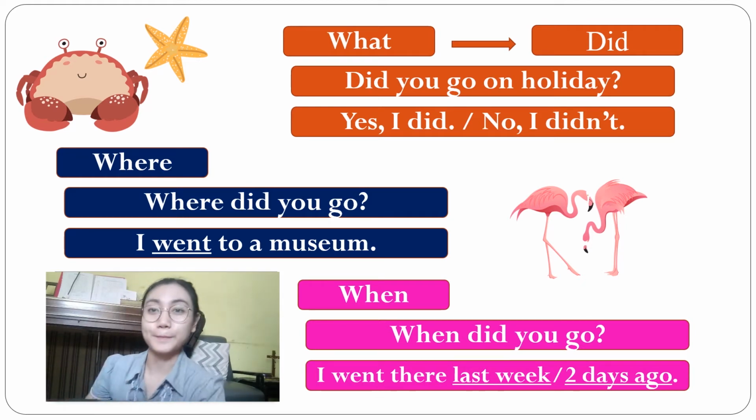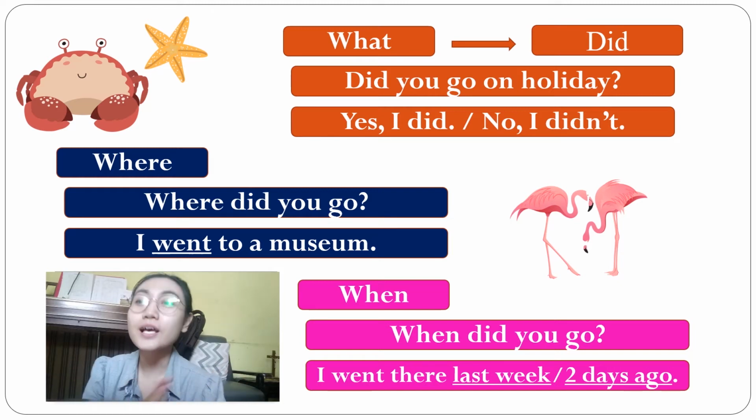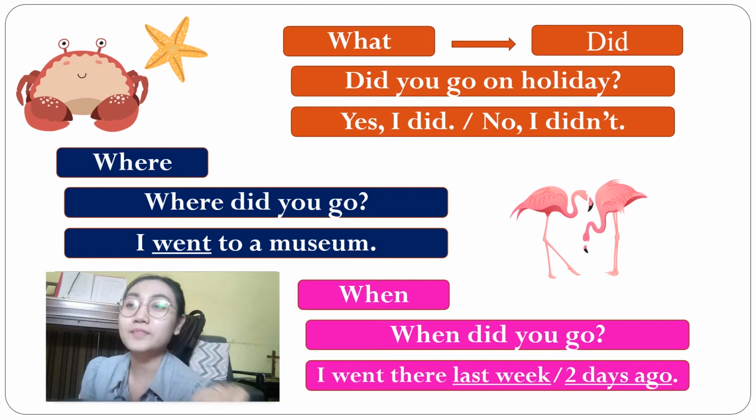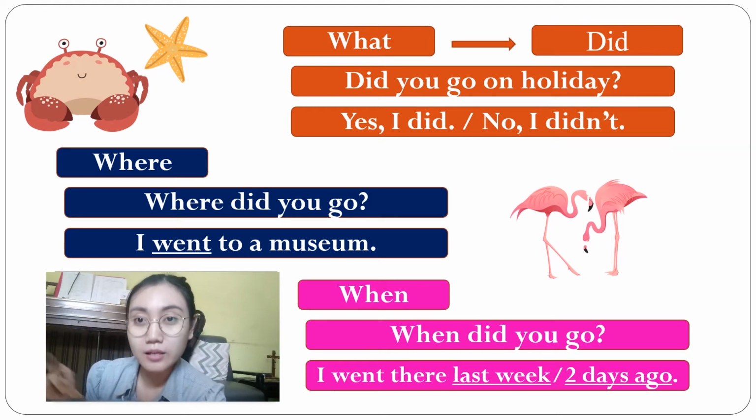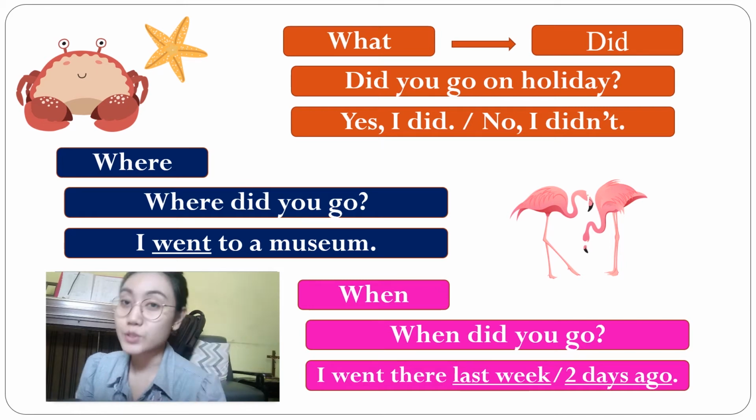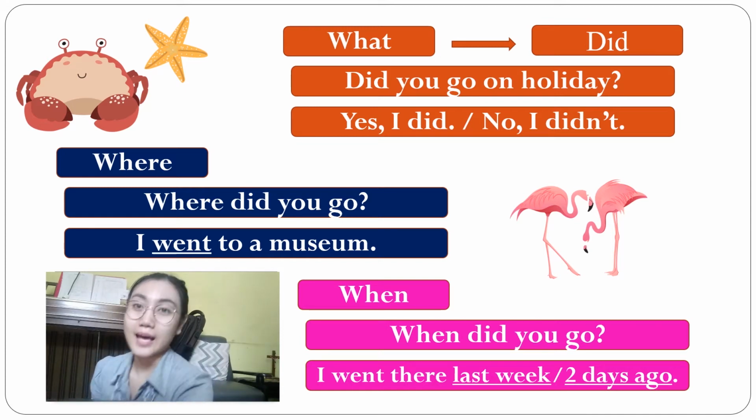Now, when? Kapan? When did you go? Kapan kamu pergi? You answer like this. I went, the verb 2 of go, there last week, or I went there 2 days ago. Kata kunci yang pertama, you have to put last week or blah blah blah ago, 2 weeks ago, 3 weeks ago, and so on.